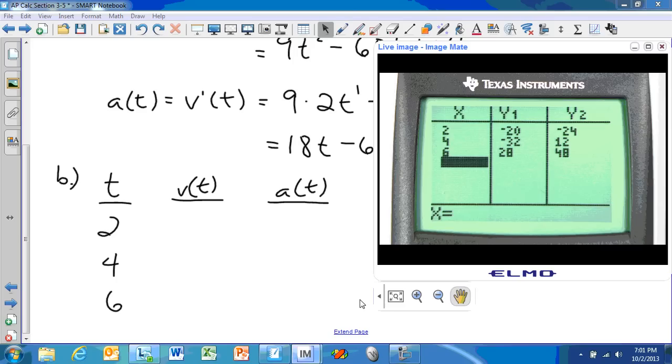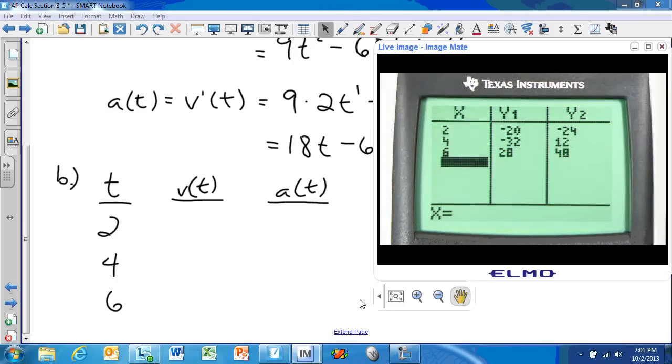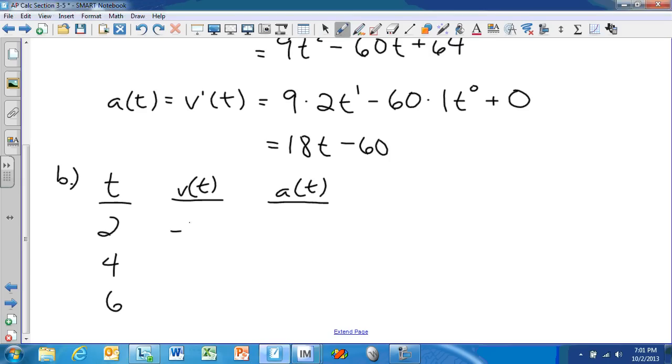So we end up with, at t equals 2, negative 20 and negative 24. So this is negative 20 and negative 24. And at 4, it turned out to be negative 32 and 12. And finally, at 6, it was 28 and 48.